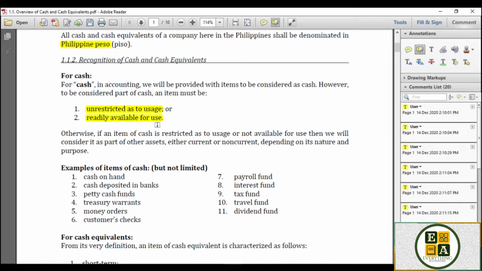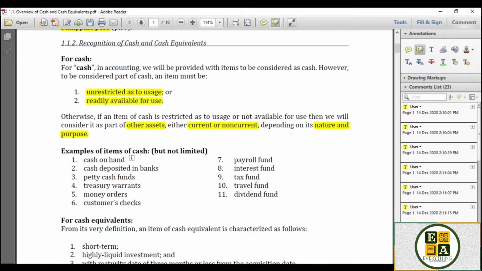Kasi, what do you mean may pagka-restricted? Na hindi naman ibig sabihin na hindi talaga pwedeng gamitin. Rather, may specific purpose kasi na nilagay doon or in-specify for that fund. But pwede yung fund na yan, kahit may specific purpose, pwede siya pa rin maging part ng account na cash. Okay? So, kung hindi siya papasa as item of cash, pwede siyang other asset. Okay? Pwede siyang other asset, either current or non-current, depending sa nature and purpose. So, titignan ang nature and purpose ng isang item in order to qualify as to cash or not.